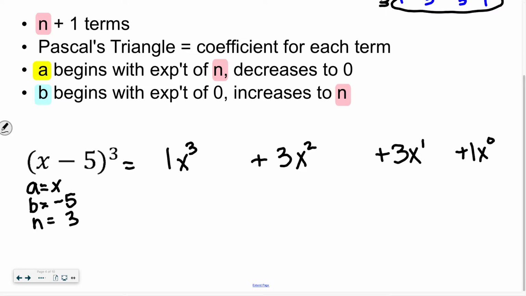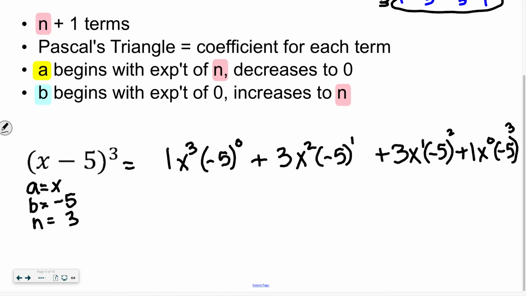And then the b starts with an exponent of 0 and goes up. Now, if your b value or your a value is negative, you should protect it with parentheses. Okay, so I'm going to do negative 5 to the 0, negative 5 to the first, negative 5 squared, and negative 5 cubed. When you break it down into a pattern, it's really not so bad. So we want to be looking for that pattern we saw with Pascal's triangle.